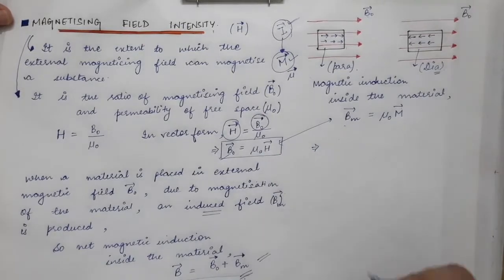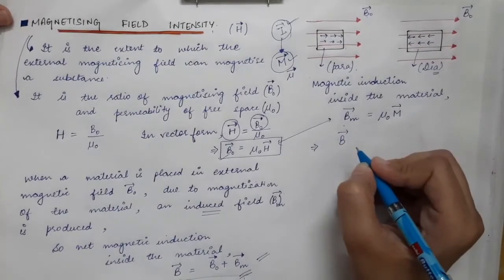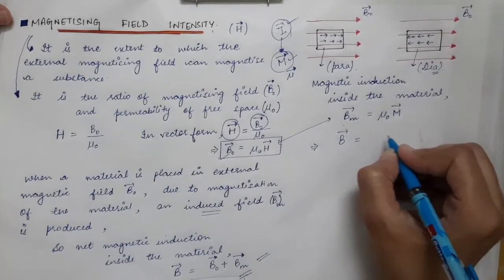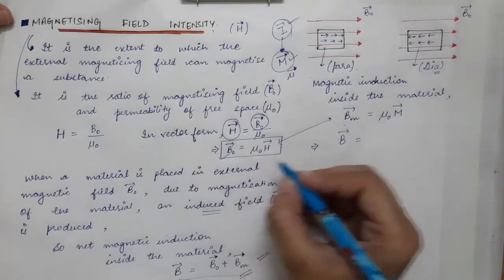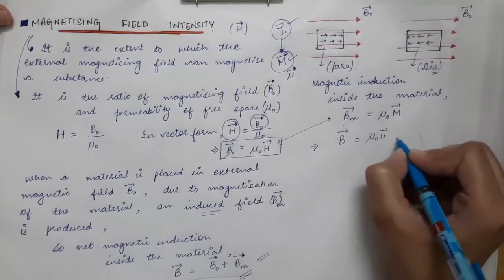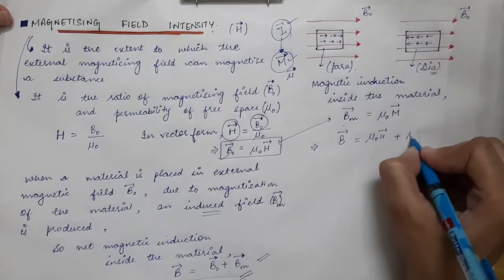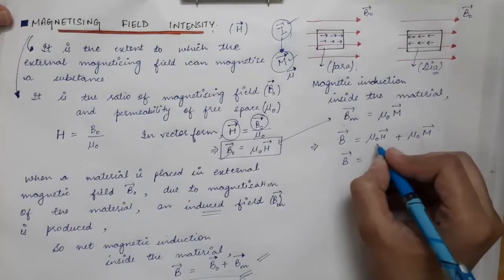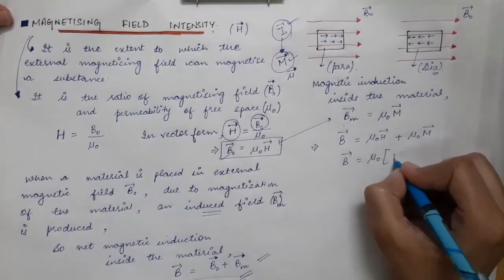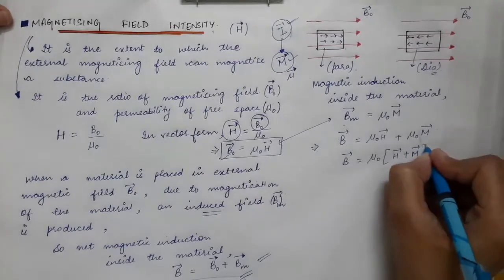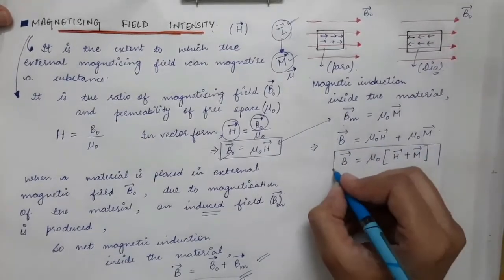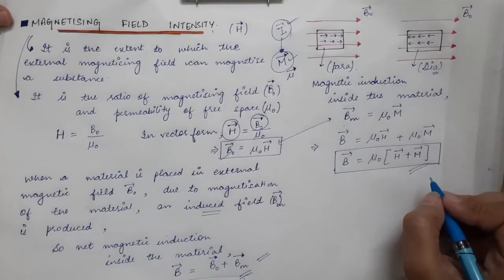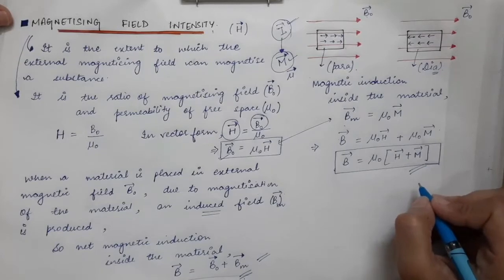Now using this equation, the net magnetic induction inside the sample will be equal to B naught vector plus Bm vector. What is B naught vector? It is equal to mu naught times H vector. And what is Bm vector? That is mu naught times M vector. So you can take mu naught outside and you will have H vector plus M vector. This is a very important equation, and it is also used in many numericals. Numericals based on this equation are very important.